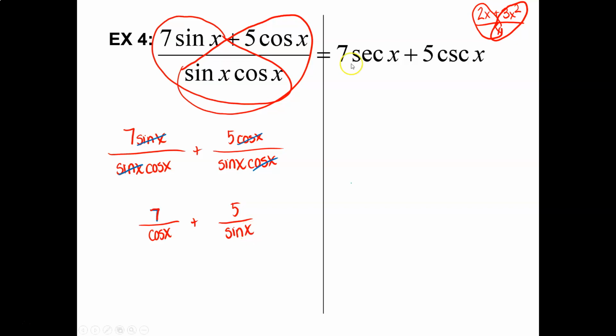So I can either go over to this side and change secant and cosecant to 1 over cosine and 1 over sine, like I did at the beginning of the other problem. Or it is okay, if you have a cosine in the bottom, you can move it up to the top and make it secant x. And if you have a sine in the bottom of a fraction, you can move it up to the top and make it cosecant x, which matches what we have on the other side.